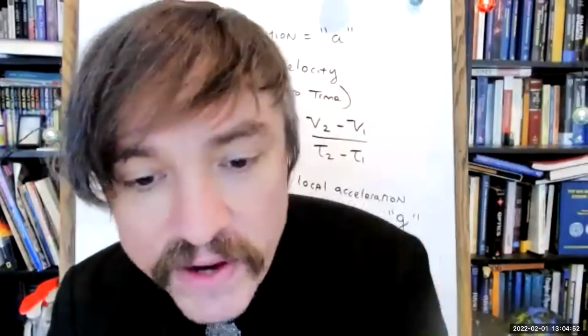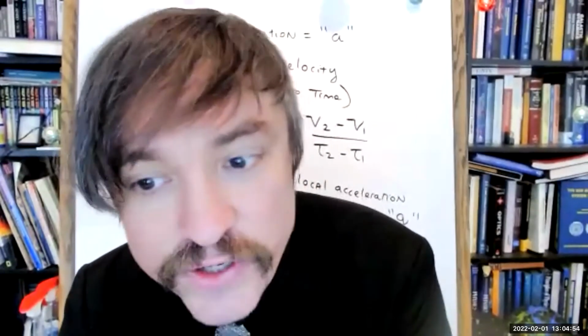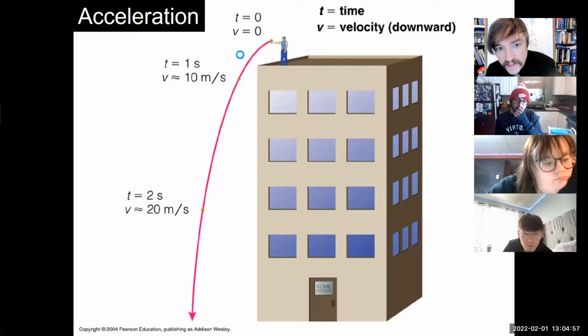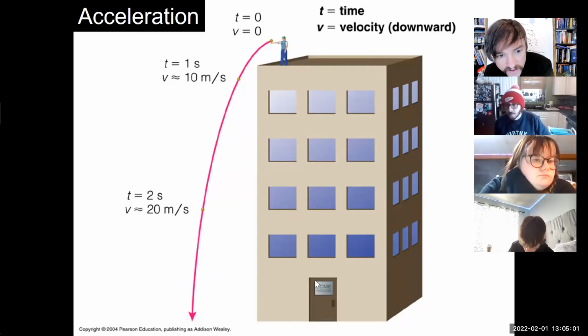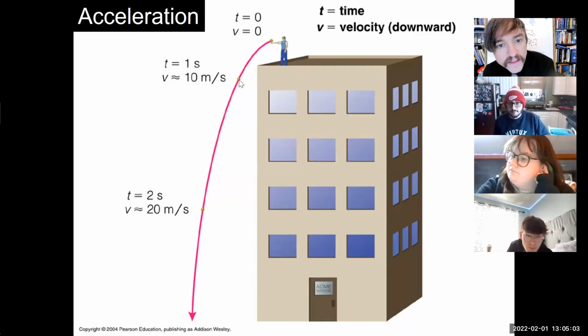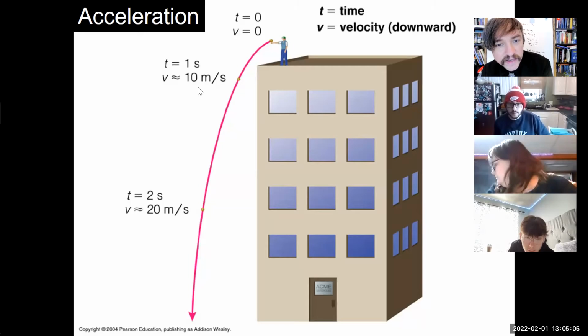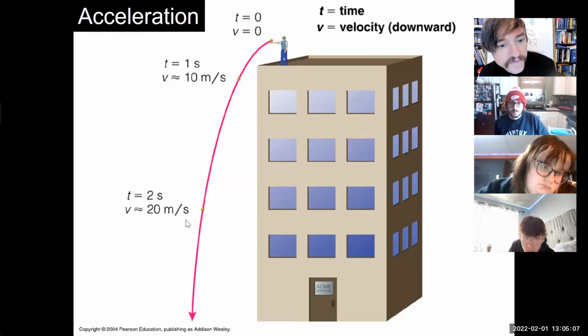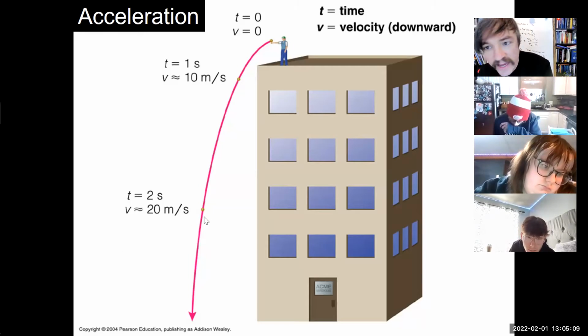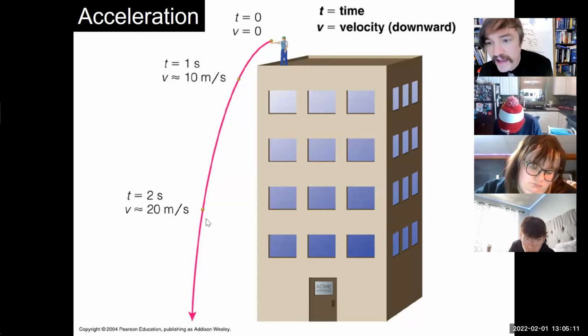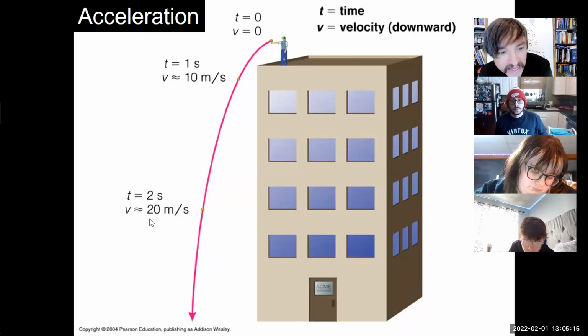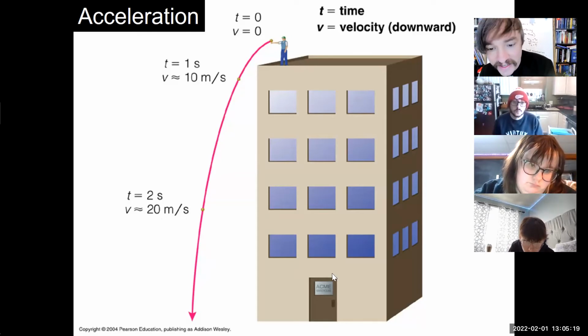Now, suppose we aren't satisfied there, but we want to take some measurements. If you used a little laser gate and measured the speed as it traveled to the bottom, what you would discover is that after 1 second, it would be moving at a velocity of 10 meters per second. And after 2 seconds, 20 meters per second. And if the building was tall enough, after 5 seconds, it would be up to 50 meters per second, meaning it keeps changing by 10 meters per second every second.